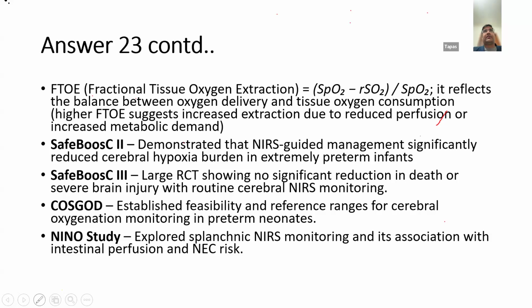The trial that has used the NIRS principle in neonatology is the SafeBoosC trial. SafeBoosC 2 trial demonstrated that NIRS guided management significantly reduces the cerebral hypoxia burden in extreme preterm infants. And SafeBoosC 3, which is a recent one, is a large RCT where there was no significant reduction in the clinical outcomes of death or severe brain injury with routine NIRS use in extreme preterm newborns. Others are the Osgood trial and the NINO study. NINO study was done basically to assess the risk of NEC, predicting the risk of NEC using NIRS.